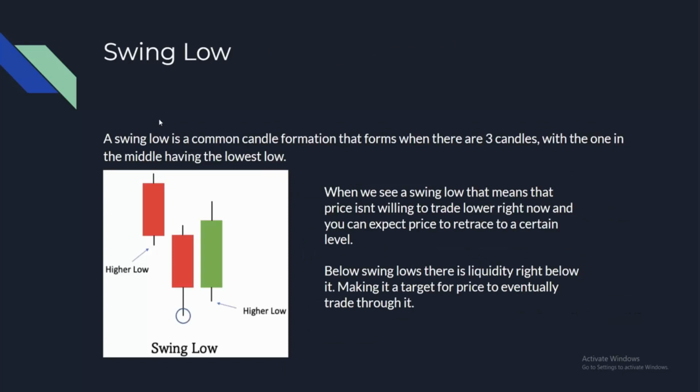And they have the opposite, swing lows. A swing low is a common candle formation that forms when there are 3 candles, and the one in the middle has the lowest low. As you can see, candle to the left, one in the middle, one to the right. The one in the middle has to have the lowest low, and that's what makes it a swing low. And as you can assume, below swing lows is liquidity right below it.